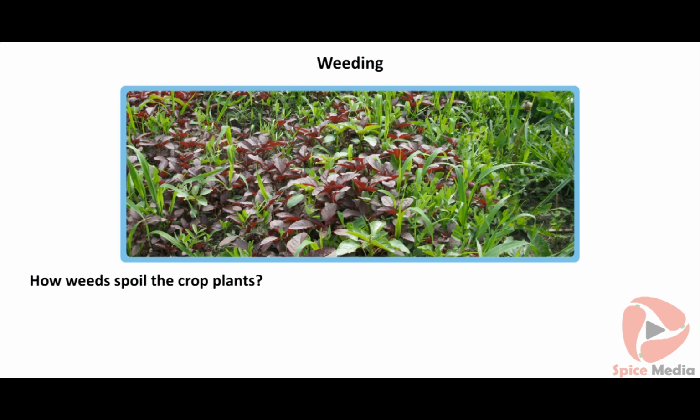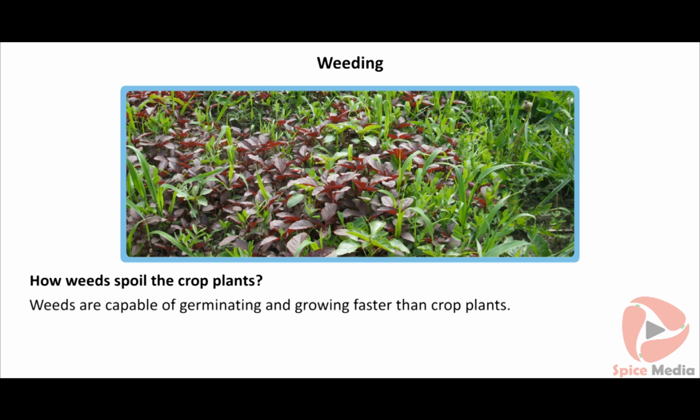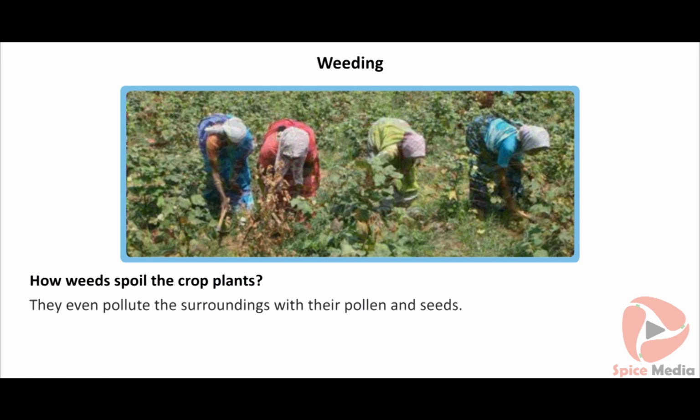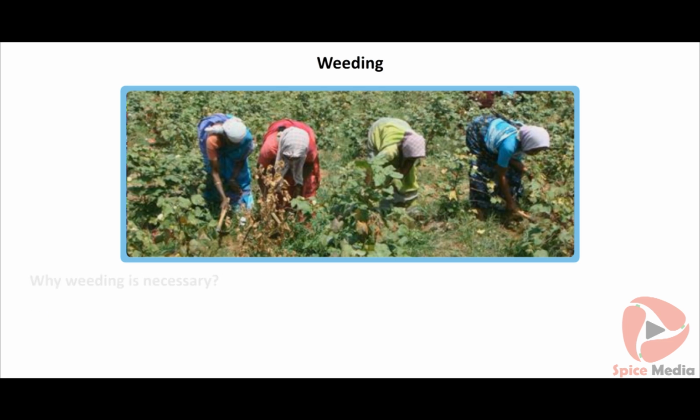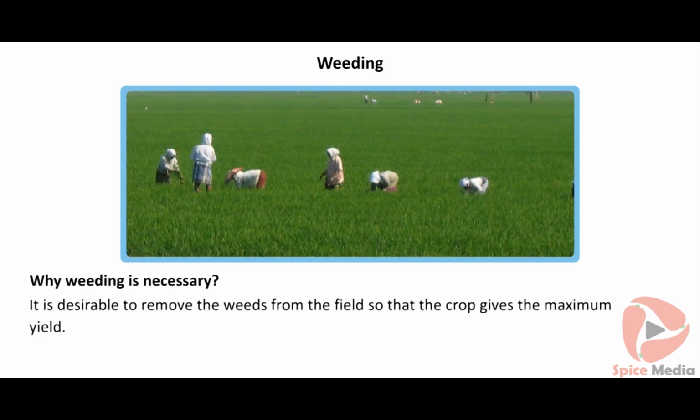How weeds spoil the crop plants. Weeds are capable of germinating and growing faster than crop plants. They flower and form seeds much earlier than the crop plants. They even pollute the surroundings with their pollen and seeds. They grow regularly year after year. Why is weeding necessary? It is desirable to remove the weeds from the field so that the crop gives the maximum yield.